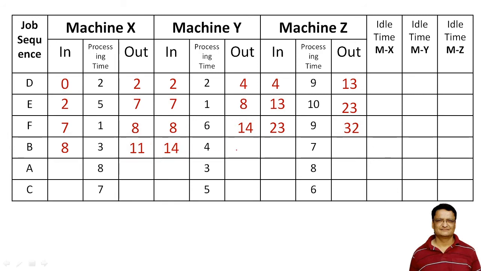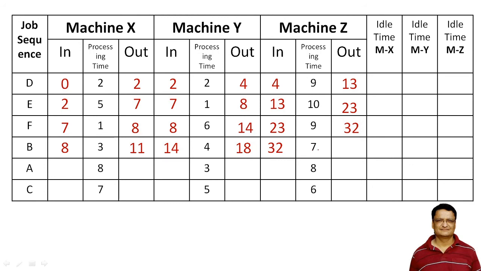So 14 plus 4 will give me 18. Again, can you put 18 over here directly? No, because till 32 hours the job F is being prepared on machine Z. So out of these two, 32 and 18, what is the maximum value? So 32 is the maximum value. So I need to wait till 32 hours and I will put the 32 value over here.